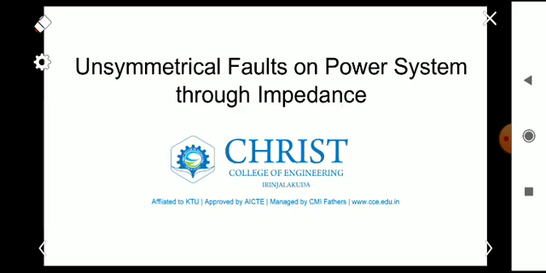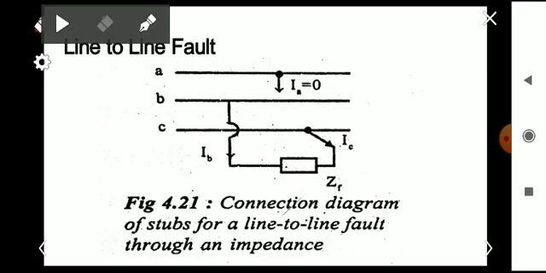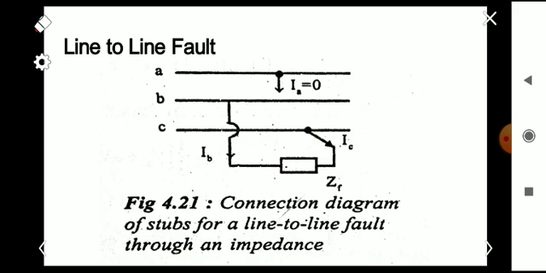In the last video we discussed the single line to ground fault, and today we are going to discuss the line to line fault on power system through impedance. So the presentation of the fault is as shown in the figure. Here the phases B and C are shorted through the impedance ZF.